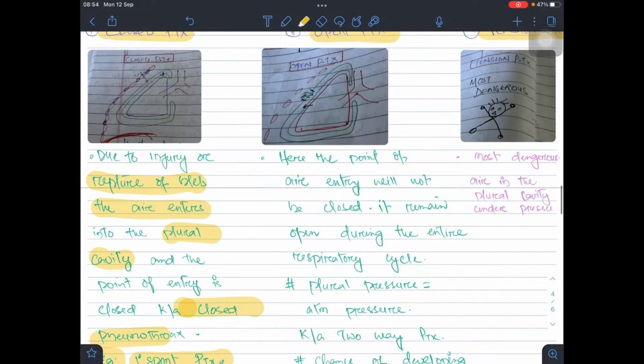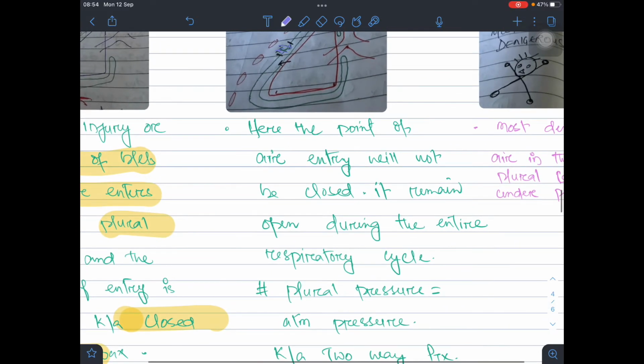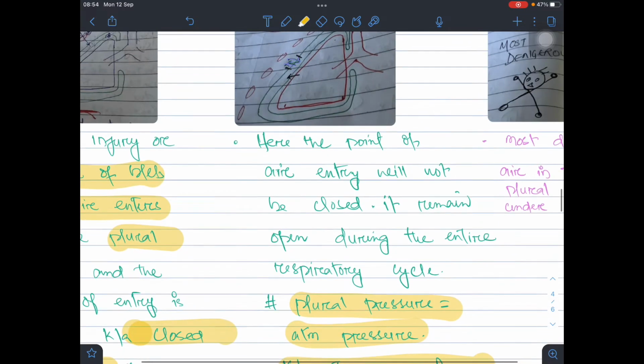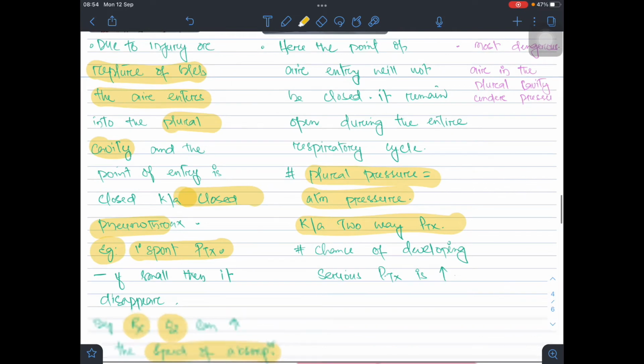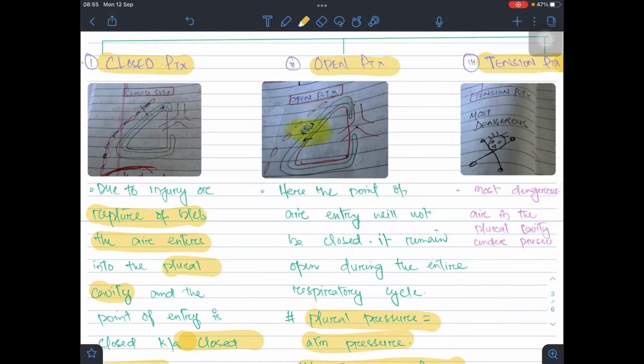In the open pneumothorax, see here in the picture, the amount of air entering and the amount of air exiting will be the same. So atmospheric pressure will be equal to the pleural pressure. This is very important to understand, and this is known as two-way pneumothorax. Before, it was one-way and this is two-way, because the amount of air entering and the amount of air exiting will be equal. But this can lead to a serious type of pneumothorax. The chances are very high. When we talk about tension pneumothorax, it is the most dangerous.